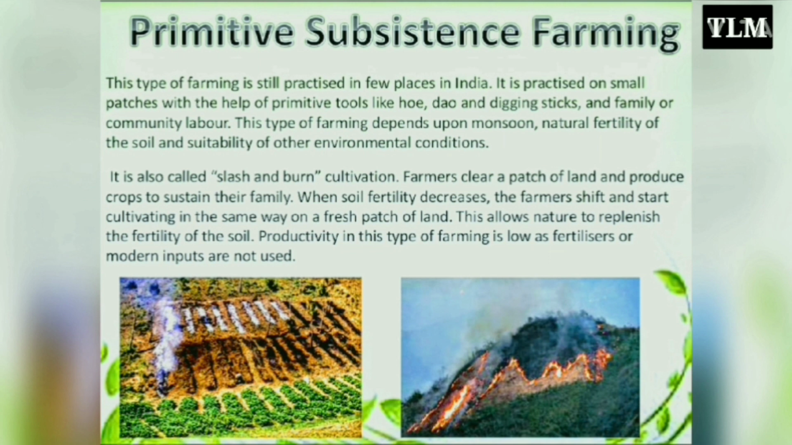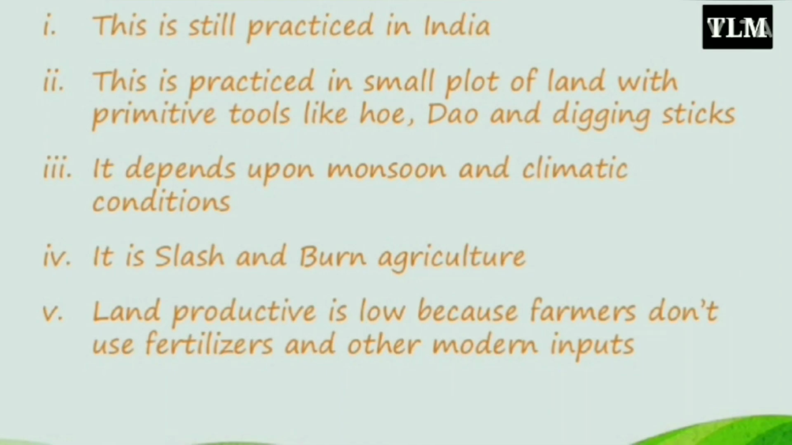Farmers clear a patch of land and produce crops to sustain their family. When soil fertility decreases, the farmers shift and start cultivating in the same way on a fresh patch of land. This allows nature to replenish the fertility of the soil. Productivity in this type of farming is low as fertilizers or modern inputs are not used. Below images given here are examples of primitive subsistence farming. Now let's see the key points of primitive subsistence farming.